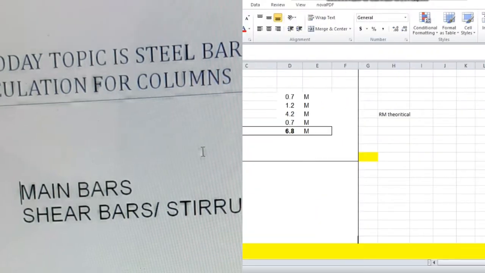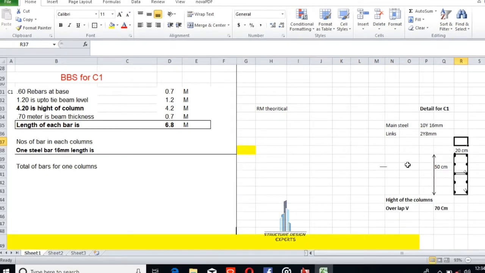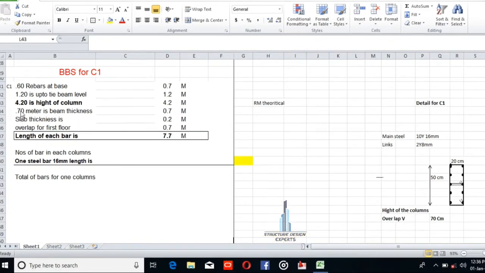Today our topic is steel bar calculation, the main steel bar calculation for column C1. The main steel bar is 10 numbers of 16 mm, and the links are 2 links at 8 mm. All the detail is given here from the bottom to the top floor. The overlap will be 0.70 meter and the length of each bar is 7.7 meter.